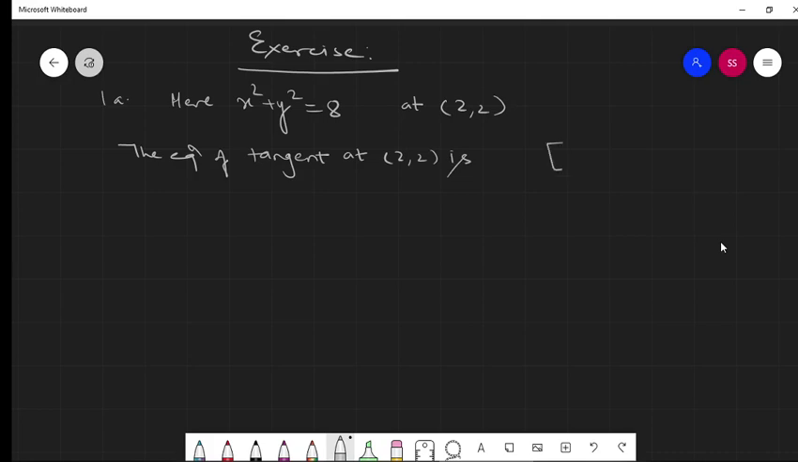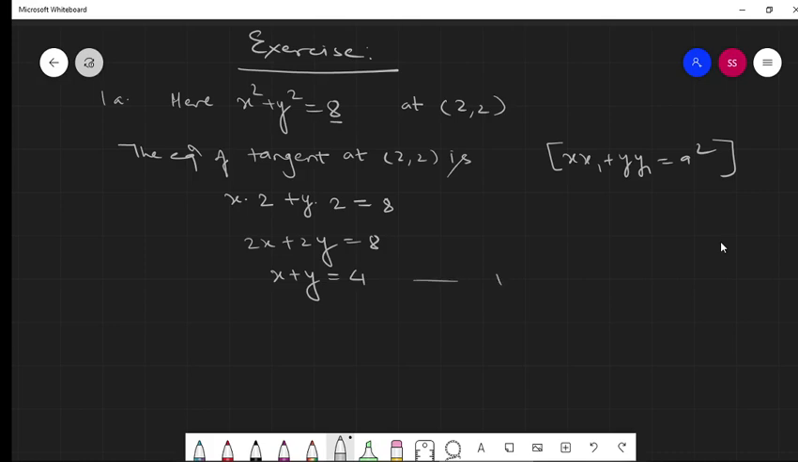we know that formula. What is the formula? x x1 plus y y1 equal to a square, that we have already discussed. Using this formula, x times x1, which is 2, plus y times y1, which is also 2, equal to a square, which is 8. So 2x plus 2y equal to 8, 2 is common, x plus y equal to 4. This is the required equation of the tangent.